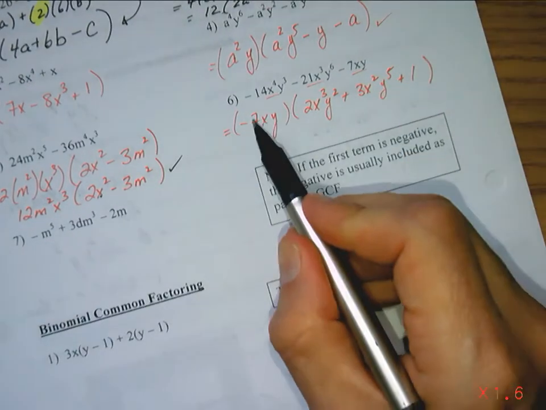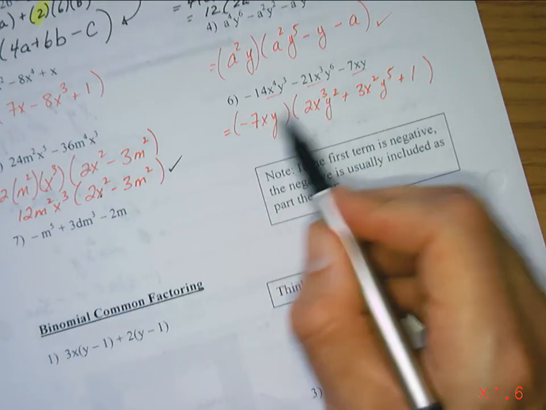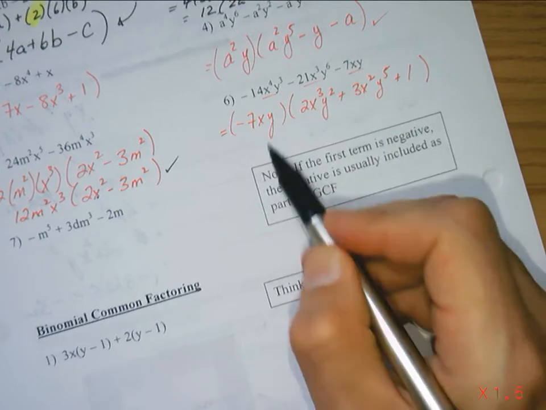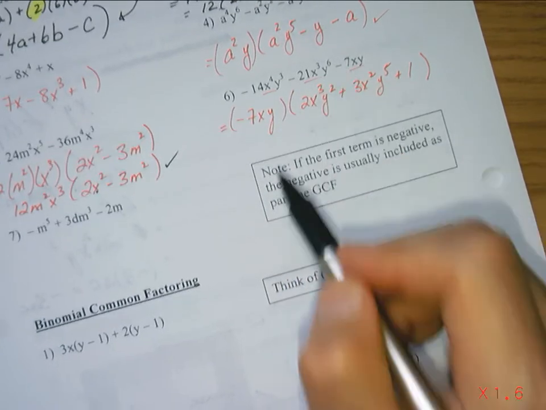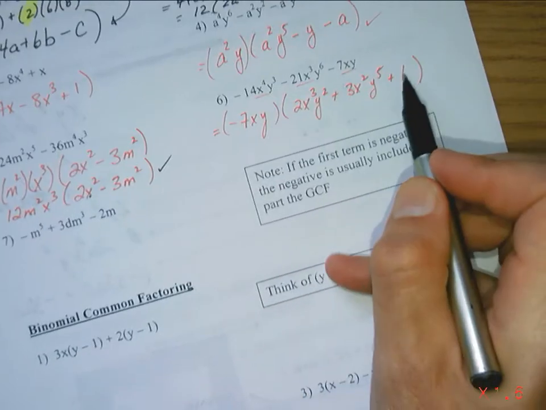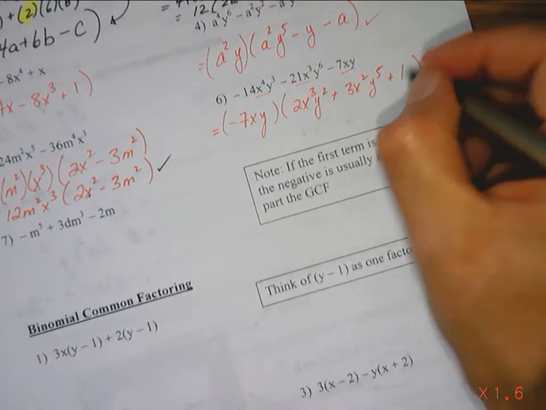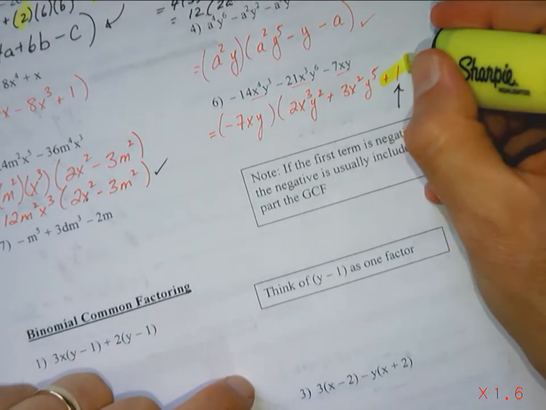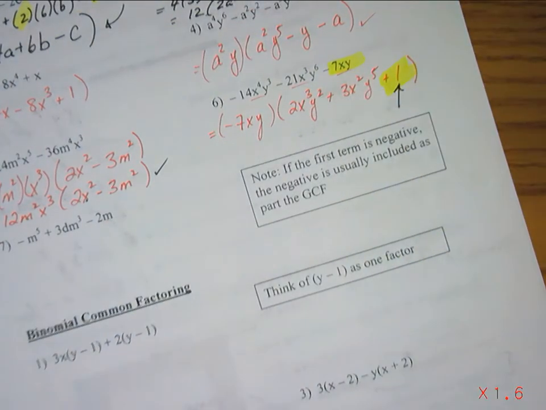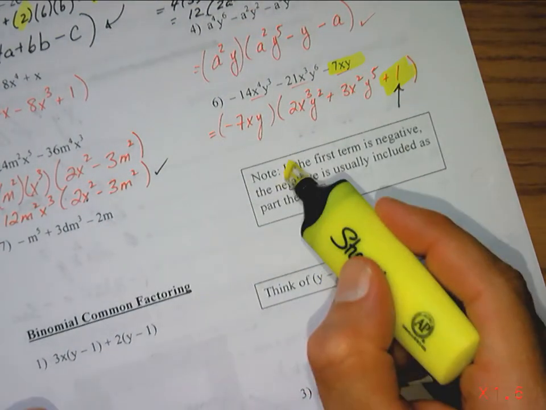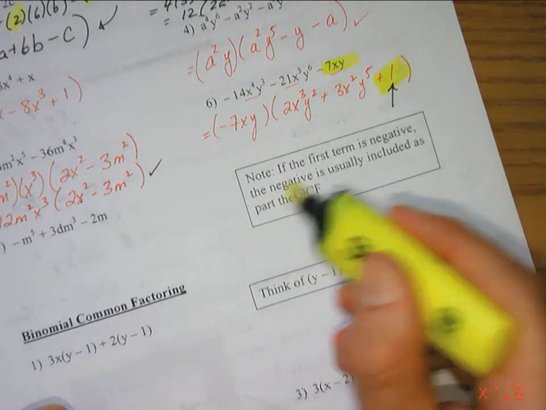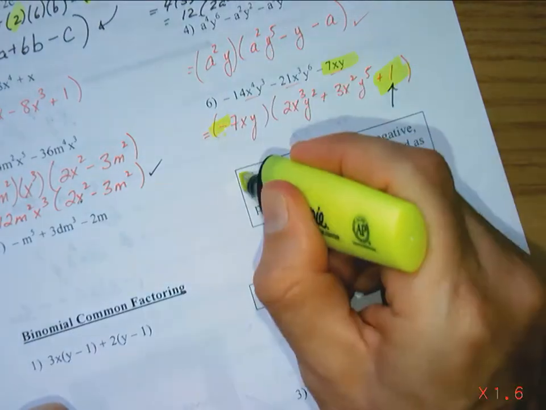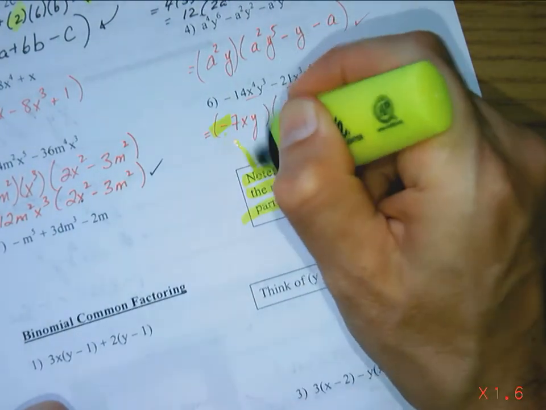Let's check. Negative 7 times 2 is negative 14. x to the 4, y to the 3. Negative 7 times 3 is negative 21. x to the 3, y to the 6. Negative 7xy times 1 is negative 7xy. If you don't include that 1, when you go to expand, you will miss this term. That's how you can check. Note, if the first term is negative, the negative is usually included in the GCF.